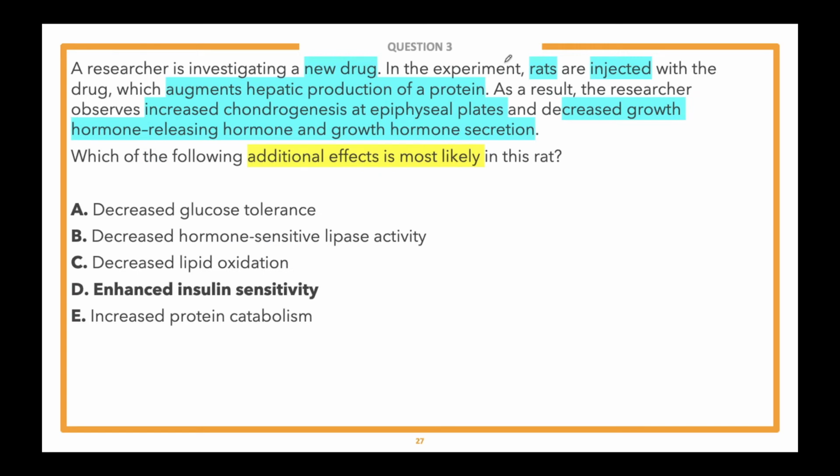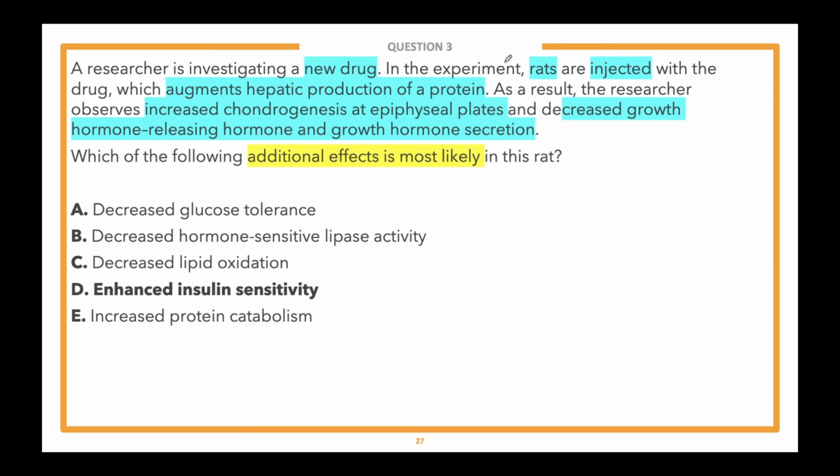Thank you, Sean. So nice job. Another tough question here. You guys are doing well today. So let's take a look at this correct answer choice. They told us that this investigational drug increases the hepatic production of a protein, okay? They say that it increases chondrogenesis at the epiphyseal plates and decreases secretion of growth hormone and growth hormone releasing hormone. So hopefully if you take those clues all together, you are able to figure out that this is insulin-like growth factor, or IGF-1, okay?